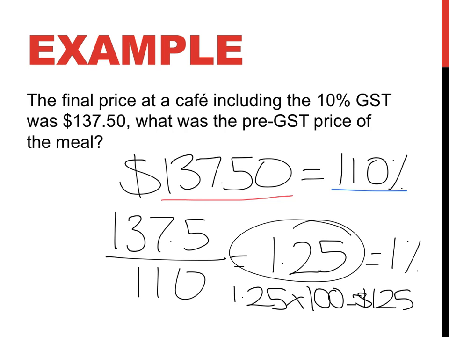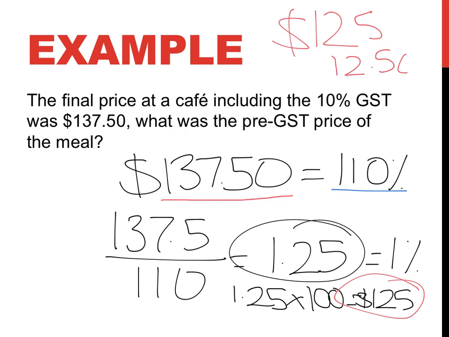Quick way to check and see if I'm right. If it was $125 initially, 10% of 125 is $12.50. So I'm expecting, if I got my answer right, that 125 plus $12.50 is 137.50. And when I add it up, I calculated in my head, yep, that makes sense. 125 plus $12.50 is 137.50. And that's it, guys. They're the kind of questions that you could be asked when working out GST.